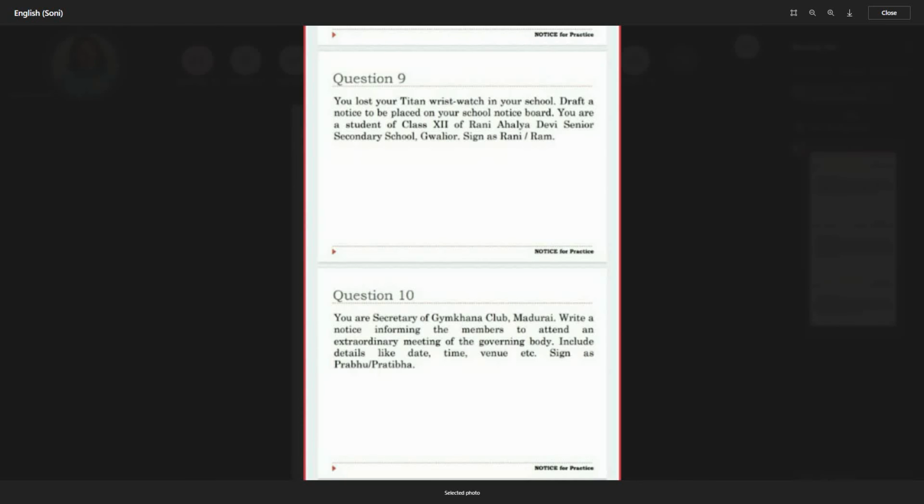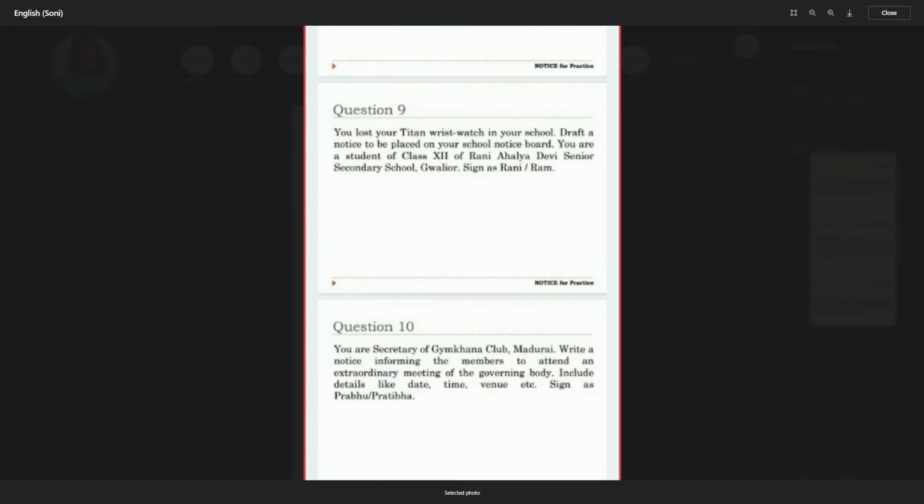You lost your Titan wristwatch in your school. Draft a notice to be placed on your school notice board. You are a student of class 12th or 11th, you can write, of Rani Ahilya Devi Senior Secondary School, Gwalior. So every detail should be there as per the question. Sign as Rani or Ram.